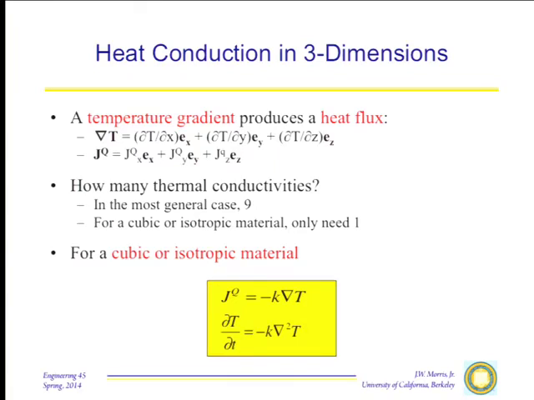Only 1 thermal conductivity. As a simple counterexample, suppose we have a hexagonal material. In a hexagonal material with hexagonal structure, the axis perpendicular to the basal plane, along the axis of the hexagon, is clearly different from the behavior in the basal plane.